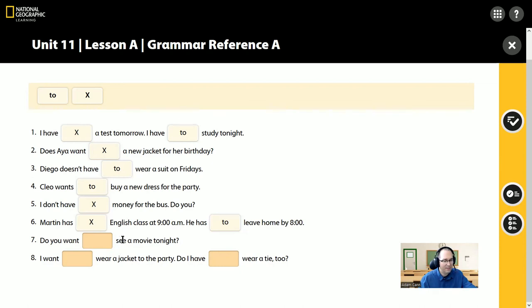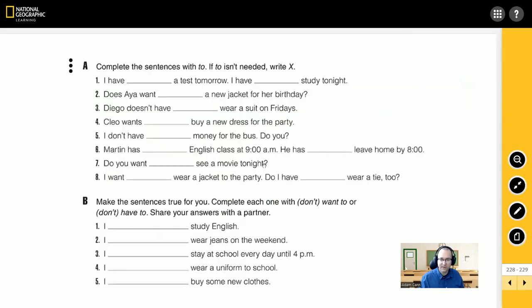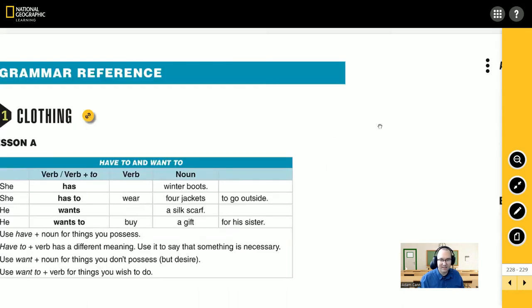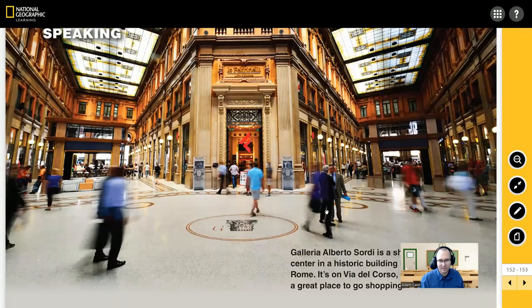Do you want? Well, there's the verb. So do you want to see a movie tonight? And I wanna wear a jacket to the party. Do you have to wear a tie too? Okay, so there's the answers. As always, you can go back, try again, see if you get them correct. That is the beauty of YouTube videos, okay? And this one, maybe we'll do something in class, but that's it for the grammar. And as always, look back again. Look at the rules, the difference between has and has to. It's quite useful, and that's the beauty of the video.